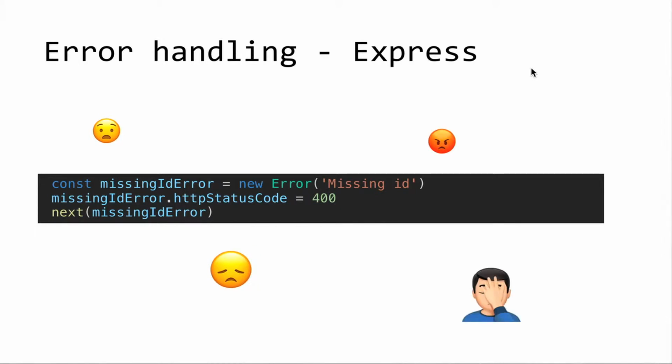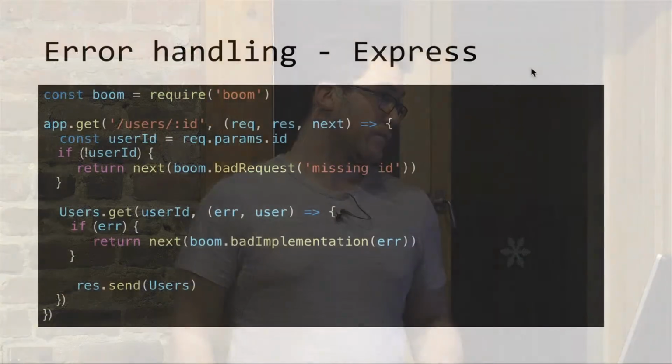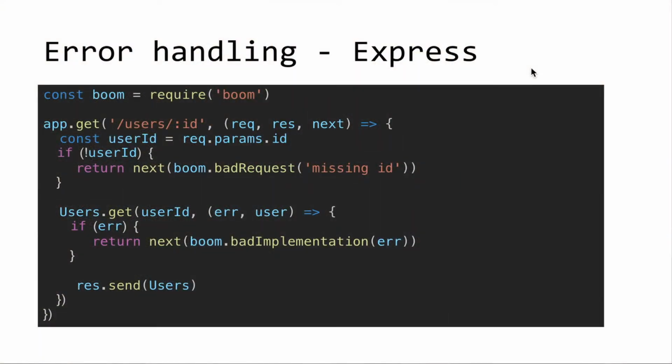So instead of doing that, I'd like to introduce a library which you may already be familiar with, called Boom. Instead of creating your error objects yourself, Boom can do it for you. Boom has all of the HTTP status codes implemented. For example, if there is a missing user ID, you can just say that it's a bad request. If there is an internal server error, for example some database error, you can use the badImplementation, which is just an alias for internal.